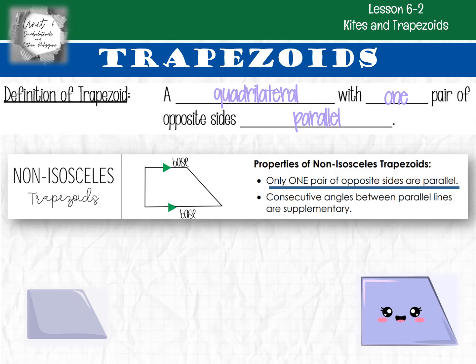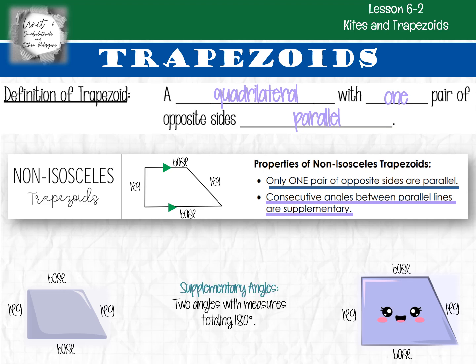Consecutive angles between the parallel lines are supplementary. The parallel lines are called bases. The other two are called legs of the trapezoid. Consecutive angles between the parallel lines are supplementary. Reminder, supplementary angles are two angles with measures totaling 180 degrees. So x plus y is 180 degrees, and a plus b is 180 degrees. And that's all we're going to know from our properties.